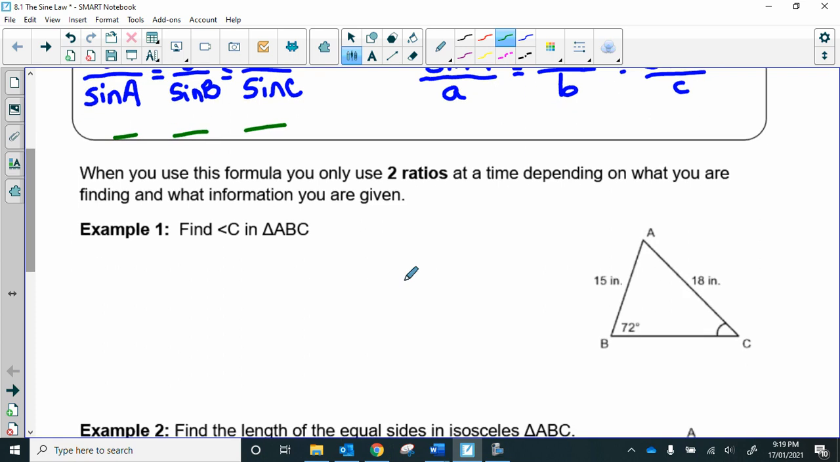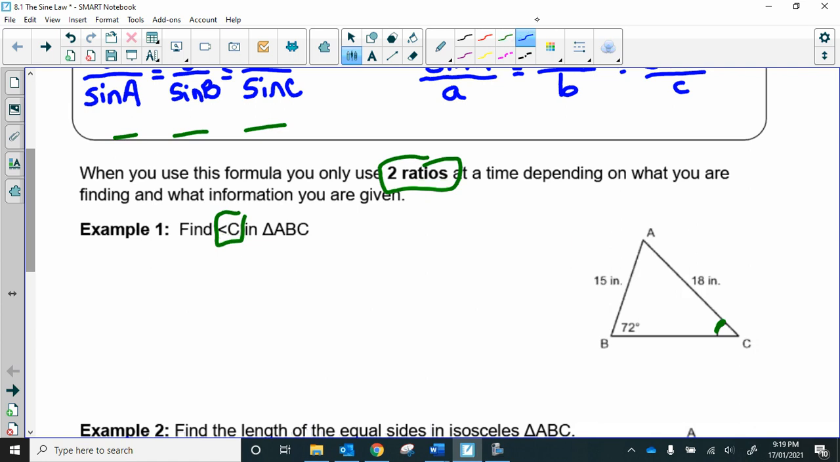We're going to find angle C in triangle ABC, using two ratios to solve this. If I look at my diagram, they've put a little mark there because this is the angle that I'm finding. So I need to use the ratios with the C's in it because I want to find angle C.